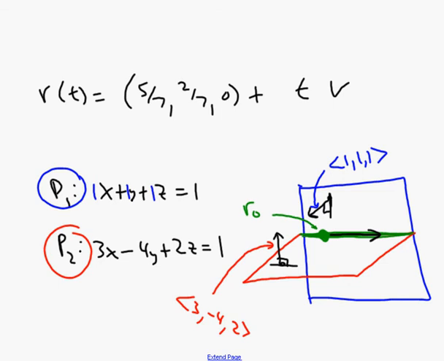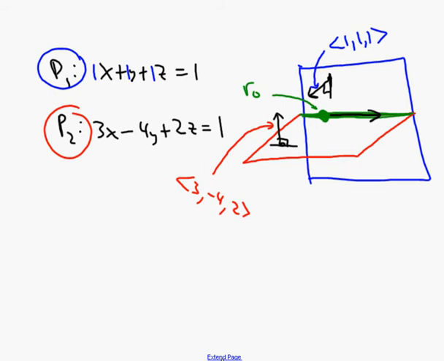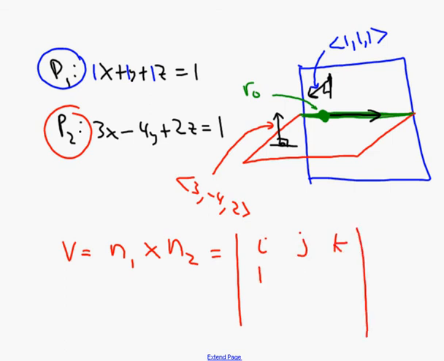Well, just to scan my memory for a minute. If I have two vectors, do I know a way to get a vector that's perpendicular to them? Yes, a cross product. That's right. So our direction vector v is going to be the normal vector to plane 1 crossed with the normal vector to plane 2. We can write that as the determinant of this very special matrix, i, j, k, then 1, 1, 1, 3, -4, and 2. And we're ready to go.